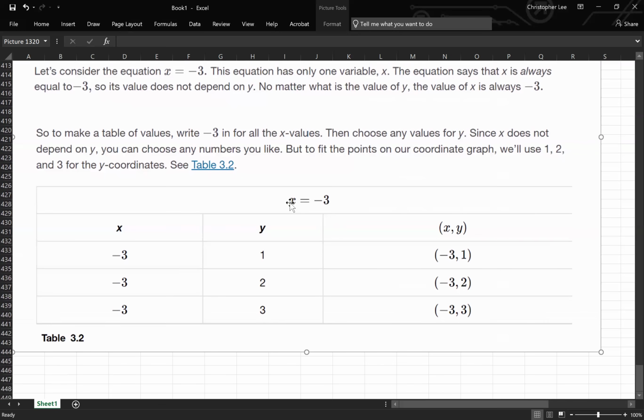So the equation is x is equal to -3, right? So all of the x values, as you can see in the chart, is -3, and we're just choosing 3 easy y values, 1, 2, 3. Simple, right? So that makes the point -3, 1, -3, 2, and -3, 3. All right. Let's keep going.